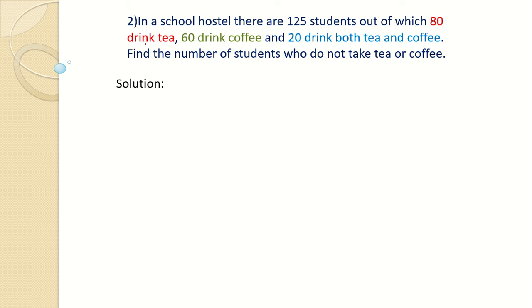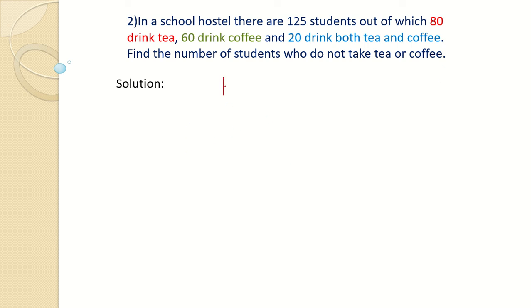So let us read the sum. In a school hostel, there are 125 students, out of which 80 drink tea, 60 drink coffee and 20 drink both tea and coffee. Find the number of students who do not take tea or coffee. So in brief, we will just try to understand how we are going to do it.